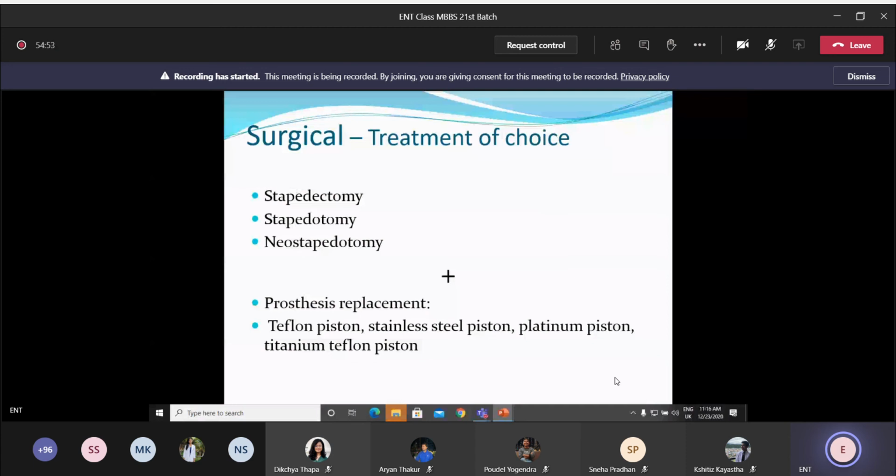Nobody knows? Okay. Now, there are various types of piston prostheses, okay? These are made up of different materials. Commonly used are Teflon pistons. You can even get stainless steel pistons. There are platinum pistons. There are titanium Teflon pistons. So there are various, and they are expensive according to the make. You can use any of them, but the very common one used is the Teflon piston.